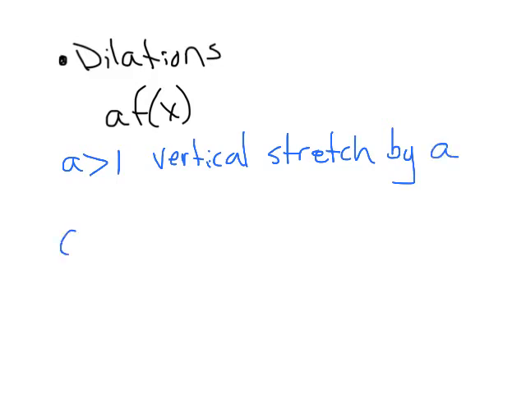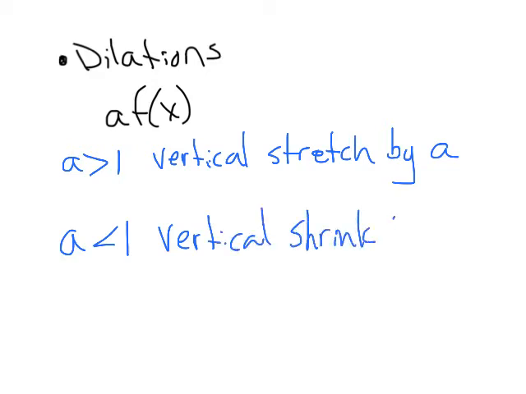And then the other case is when a is less than 1. It's between 0 and 1. And what that does, it shrinks, it chops all the y values by a certain number, and that's a vertical shrink by a. And those are the two that we're going to focus on this year. When you get up to algebra trig or pre-calculus, you'll focus on the inside dilations as well.